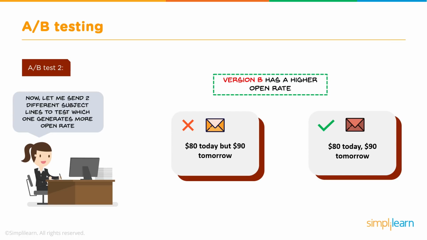You know, we want to be short, succinct, and stay away from those conjunctions like but. Okay? It tends to have a negative connotation. So the shorter, more direct email or subject line, $80 today, $90 tomorrow, not so passive, more direct, tends to have the higher open rate. So you always want to test those subject lines to generate high open rates.